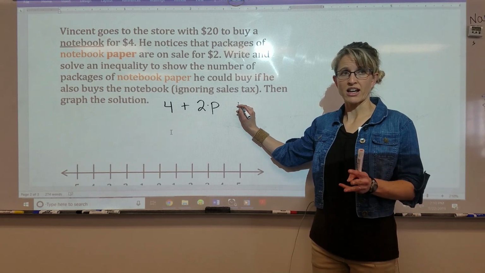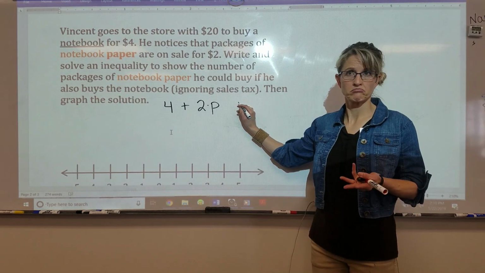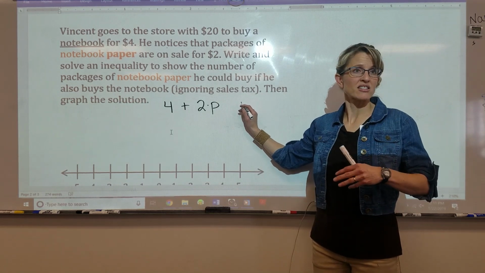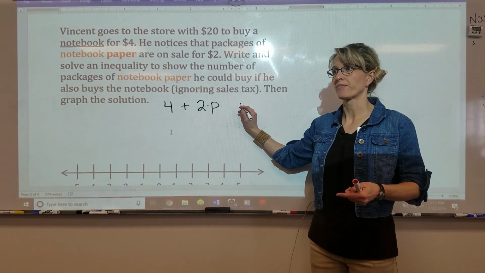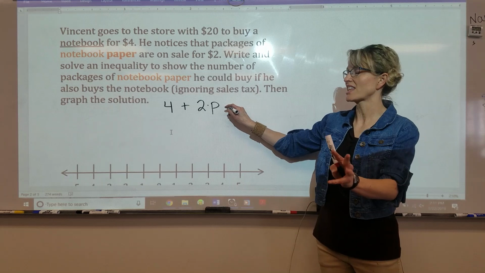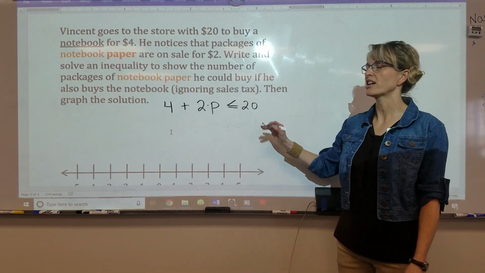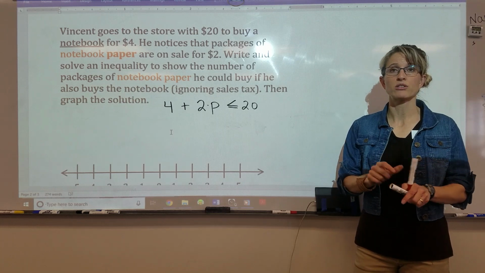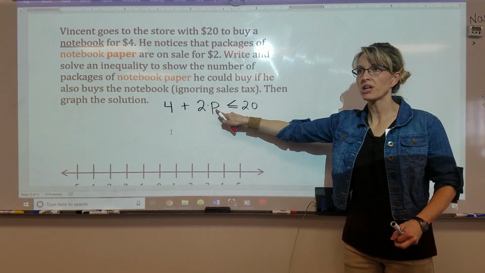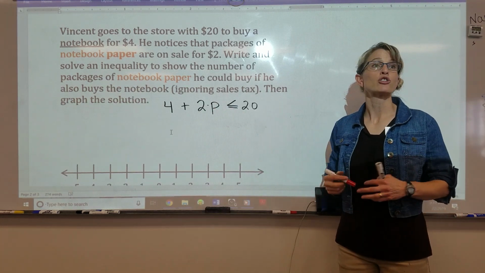Can he spend exactly $20? He has $20, and we're not worried about tax. Can he spend less than $20? No, it's totally okay. So let's say that in math language: he can spend less than or equal to $20. I just wrote an inequality. We are now going to solve for P. What P would make this inequality true?